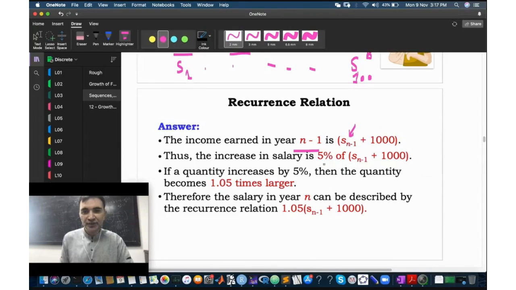A 5% increase would be 5% of this value. So the salary is going to be 1.05 times whatever the previous salary was, which means I can compute the salary using this formula. And this is a recurrence only because I have the previous year's term present in there. That makes this a recurrence formula.